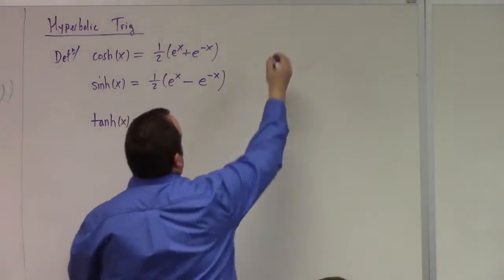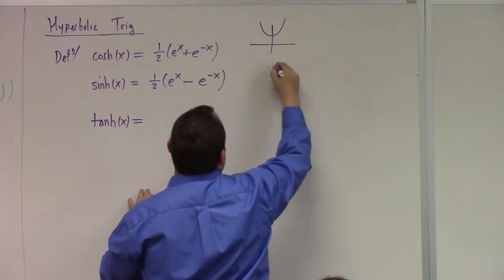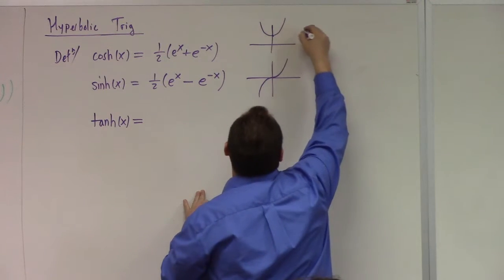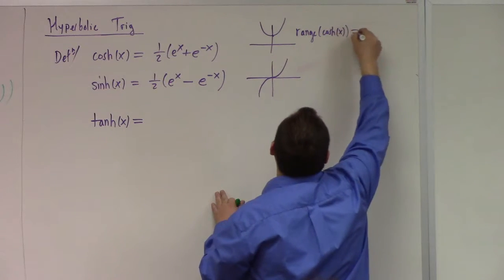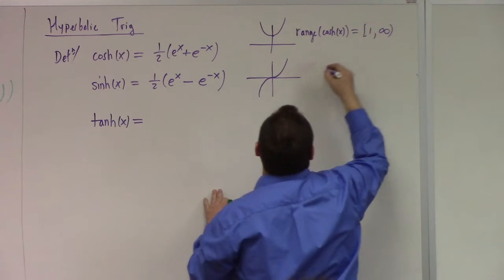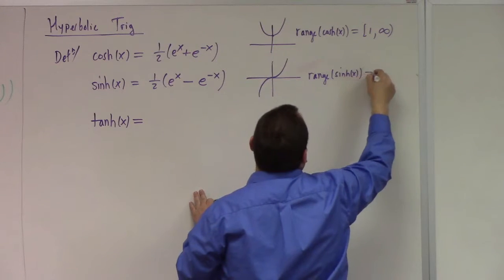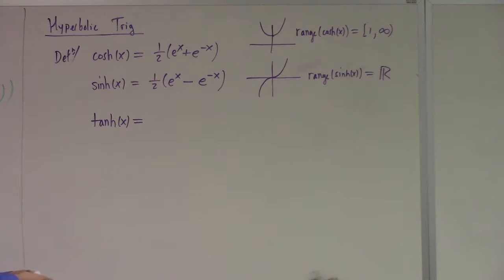All right, so I also mentioned to you the graphs of these, like this and like so. Basically, the range of the hyperbolic cosine of x is 1 to infinity. The range of the sinh of x is the whole real line. Sinh is increasing everywhere. Cosh is increasing for non-negative values, and it's decreasing for non-positive values.